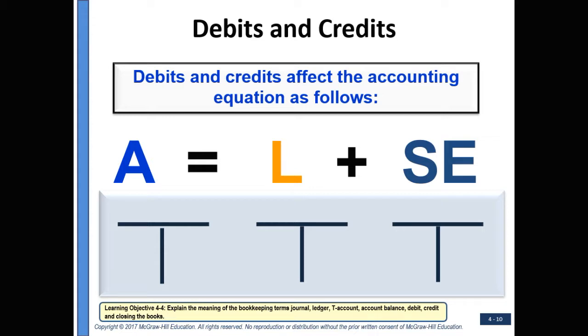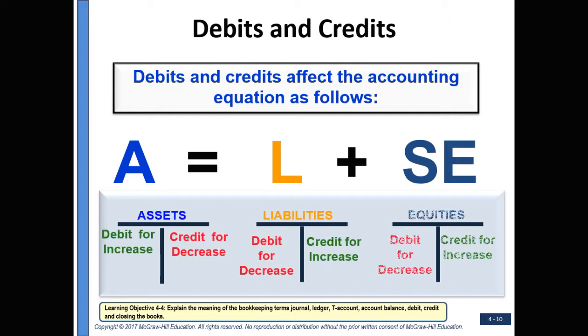Overall, debits and credits affect the accounting equation, as we're going to illustrate here. Asset accounts are increased on the left side with a debit and decreased on the right side with a credit. Liabilities are increased on the right side with a credit and decreased on the left side with a debit. Equity accounts are increased on the right side with a credit and decreased on the left side with a debit. I apologize.